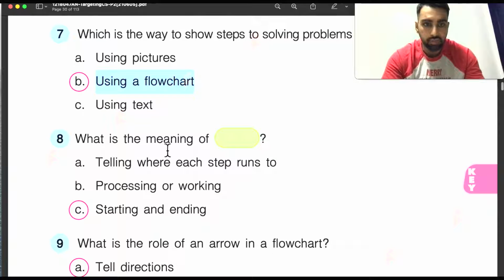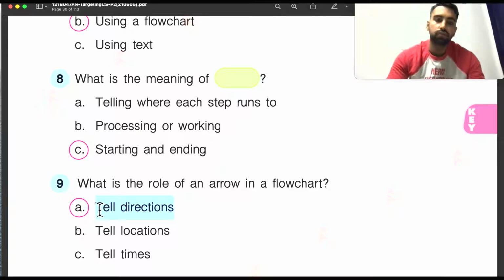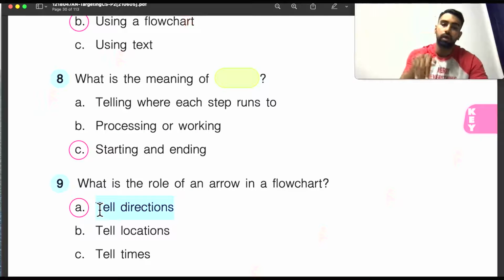So what is the meaning of this one? Oval. Okay, what does that mean? Starting and ending. All right, C. What is the role of an arrow in a flowchart? Tell the directions. Go up, down, right, or left.